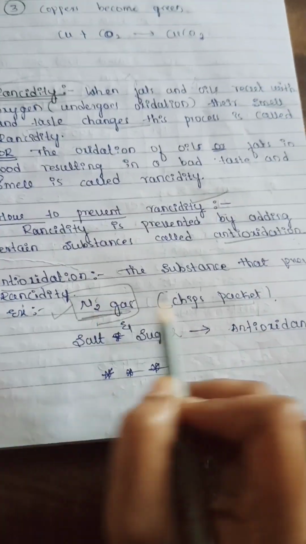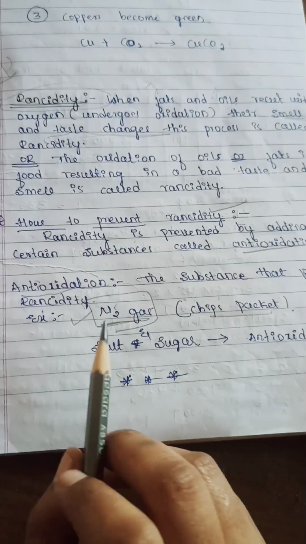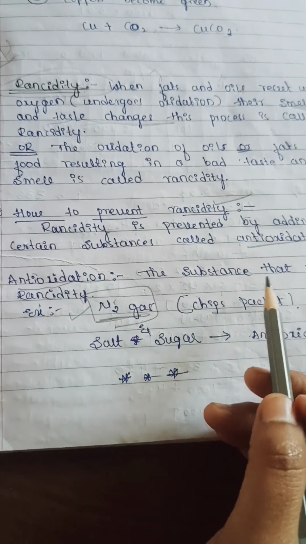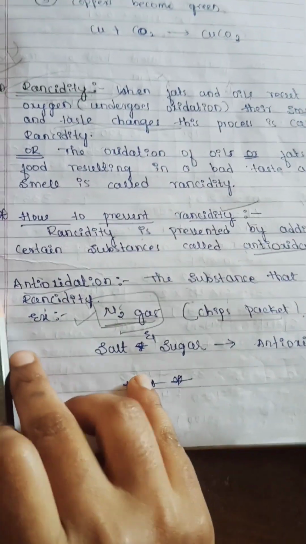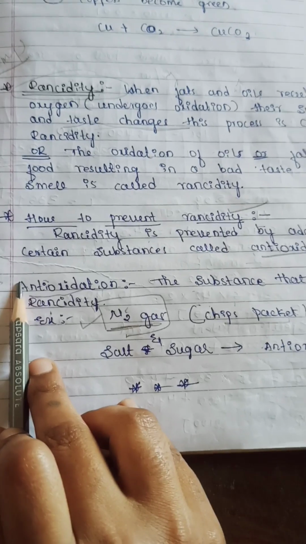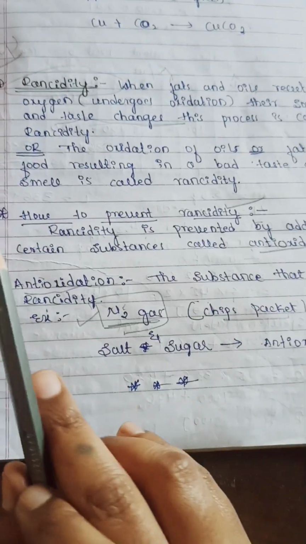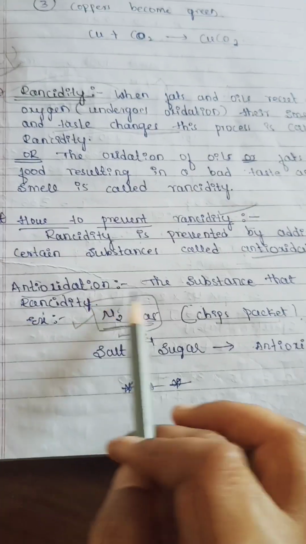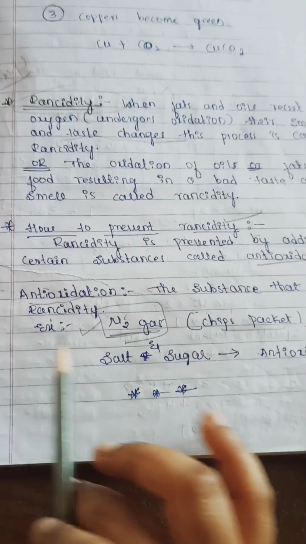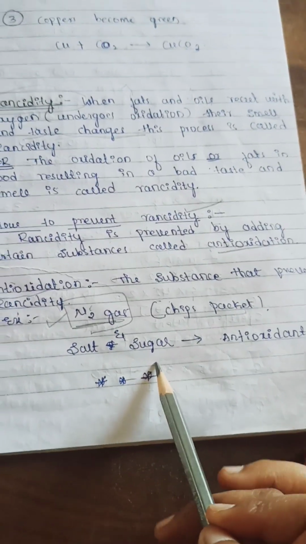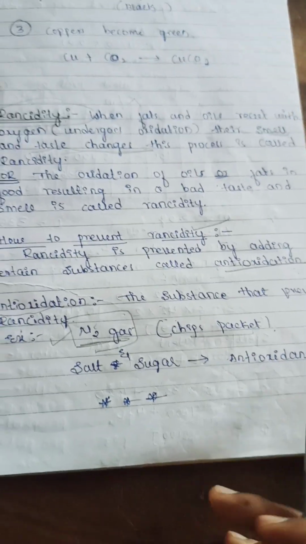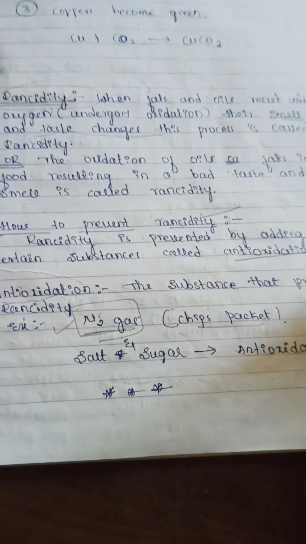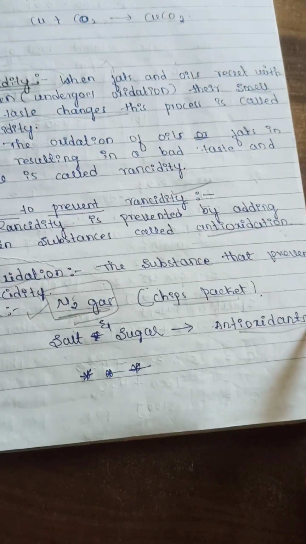This is also asked in the examination. Just remember why N2 gas is flushed in the chips packet. It is because N2 gas acts as an antioxidant for the chips and they will not turn rancid. Salt and sugar are also used as antioxidants for pickles, jellies and jams.